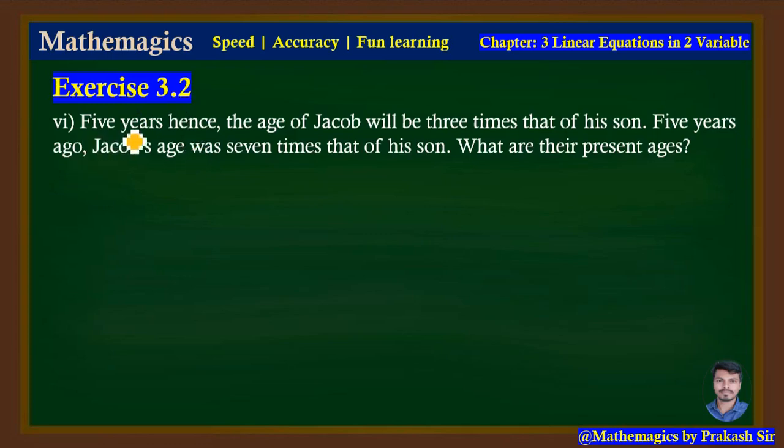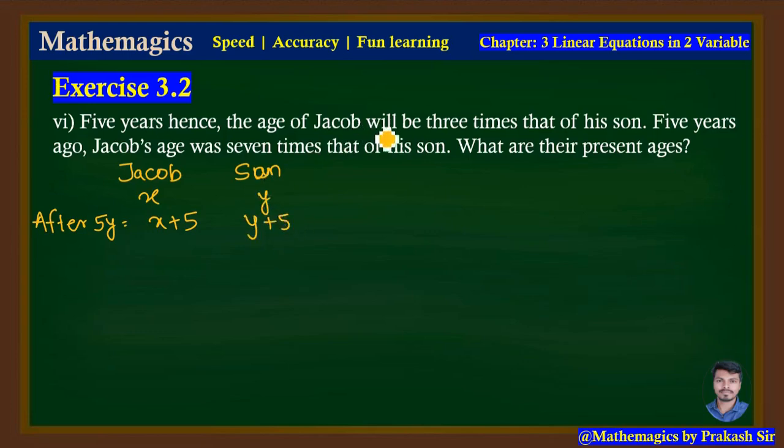5 years hence, the age of Jacob. So obviously you will have two characters. The first one is Jacob, and the second one is the son. Let us consider their present ages as x years for Jacob and y years for the son. So according to the question, 5 years hence, it means after 5 years, Jacob's age will be x plus 5 and the son's age will be y plus 5.